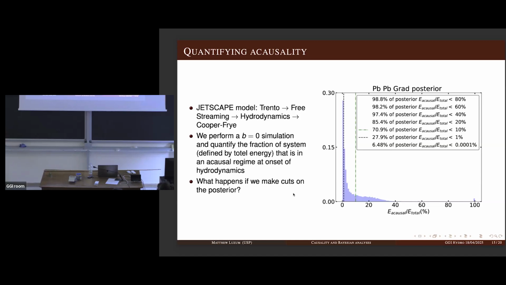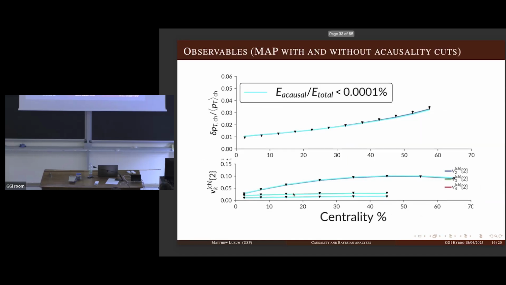So yeah, what happens if we make cuts on this posterior? Or maybe a better way of thinking about it is if we put cuts on the prior. We set the prior probability to 0 when there's too much acausality, or any at all for the strongest cut. So just jumping straight to the observables. So this is the maximum a posteriori point. So this is the very best fit that you can get, as defined by this overall likelihood function that we showed before.